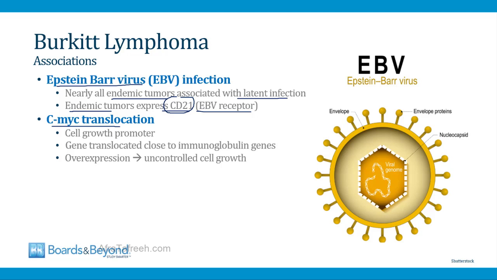C-Myc is a gene that's a cell growth promoter, and in many cases of Burkitt lymphoma, this gene gets translocated, so it sits close to immunoglobulin genes, which the B cells routinely express. So what happens is because of this translocation, as the B cells express their normal immunoglobulin genes, they end up also expressing C-Myc. And so this overexpression of C-Myc leads to uncontrolled cell growth.